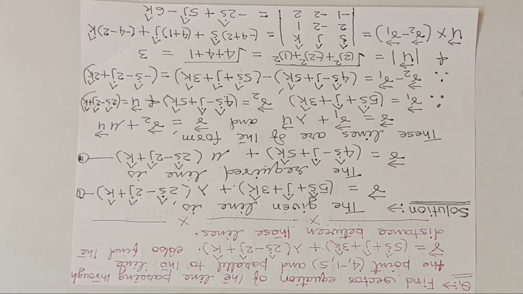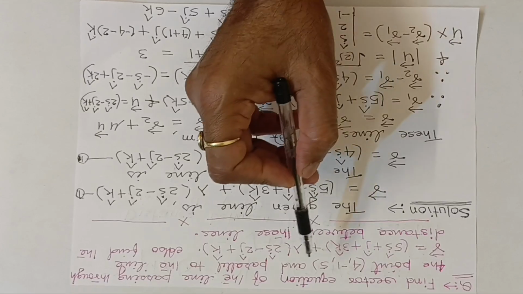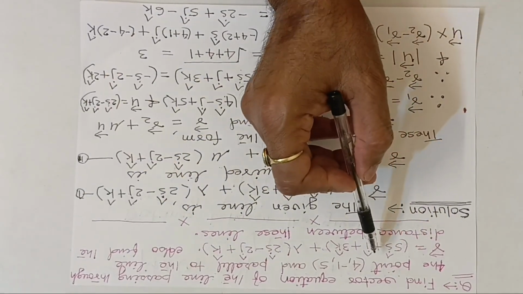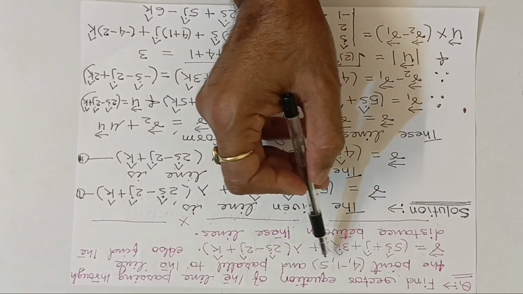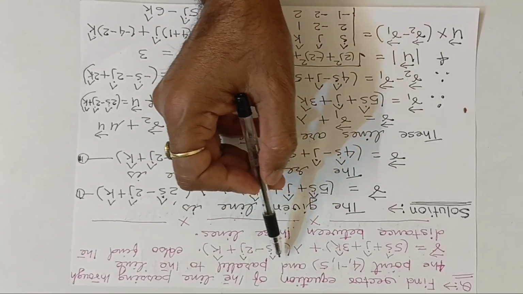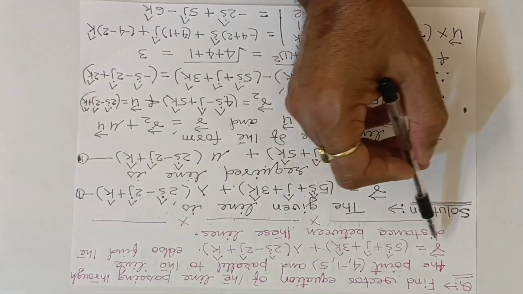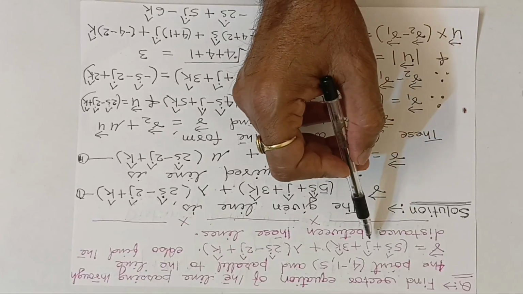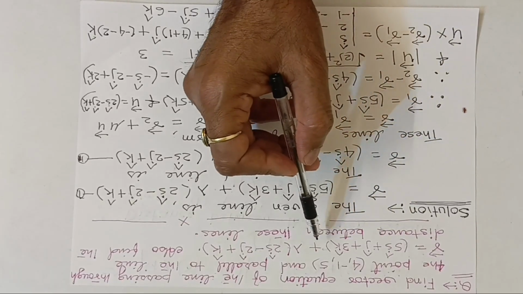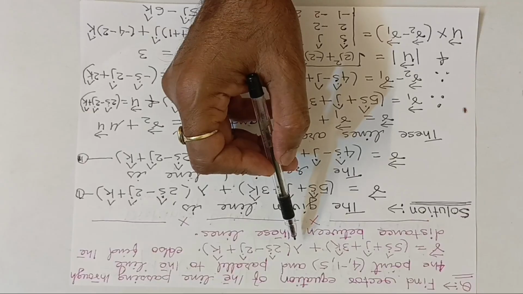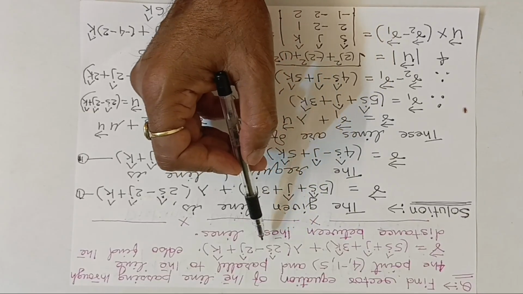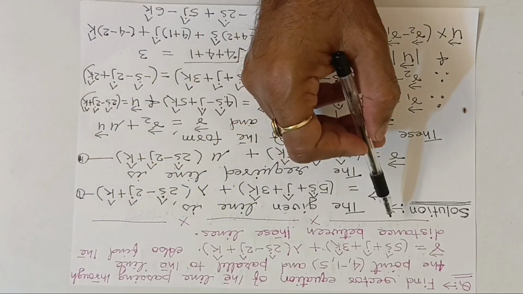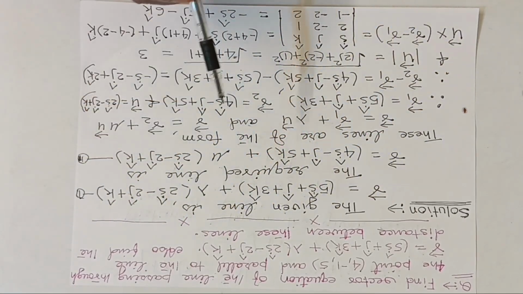The question is: find the vector equation of the line passing through the point (4, -1, 5) and parallel to the line vector r = (5i + j + 3k) + lambda (2i - 2j + k). Also find the distance between these lines.